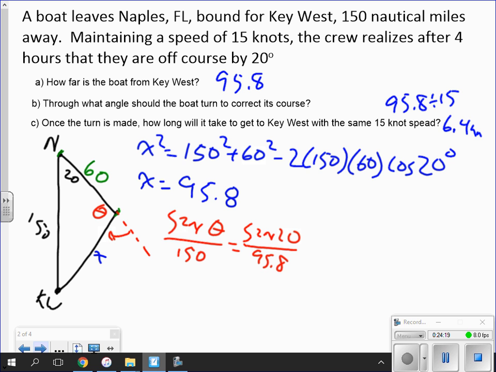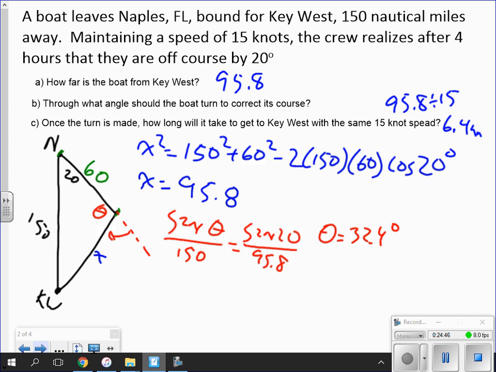What do you get for that? What did your calculator say that theta is in this case? 32.4. But that's not going to work, is it? No, there's no way that'll work. This side here is considerably longer than that side there.